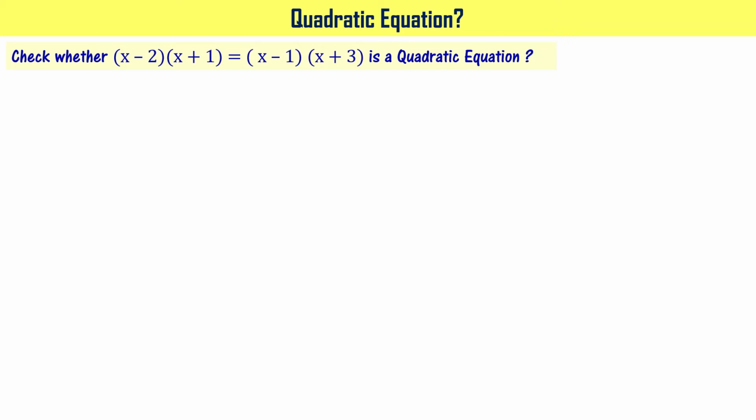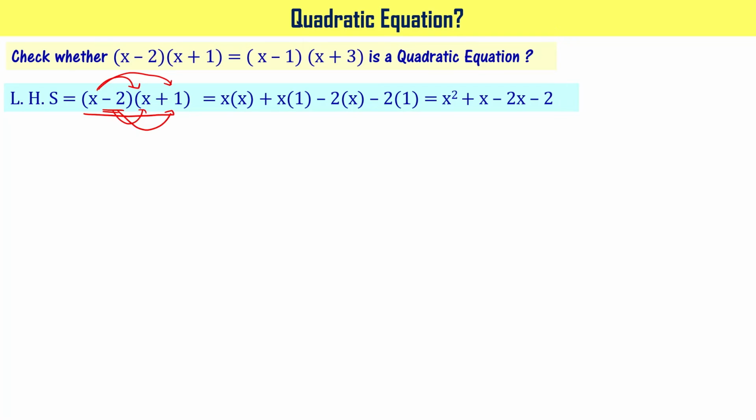So similar to the earlier case, let us simplify LHS first, right? This is x minus 2 times x plus 1. You would be multiplying x with x and x with 1, and then minus 2 with x and minus 2 with plus 1, right? So when you do that, you write it as x times x plus x times 1 minus 2 times x minus 2 times 1, right? That can be written as x square plus x minus 2x minus 2. This is x square, this is x, and this is minus 2x, and this is minus 2, right?